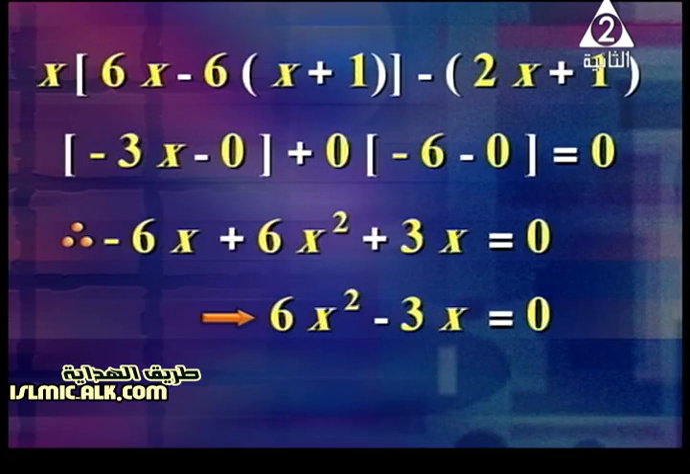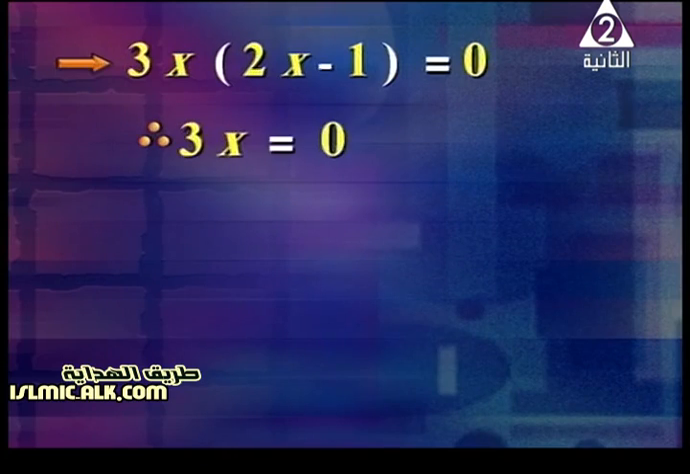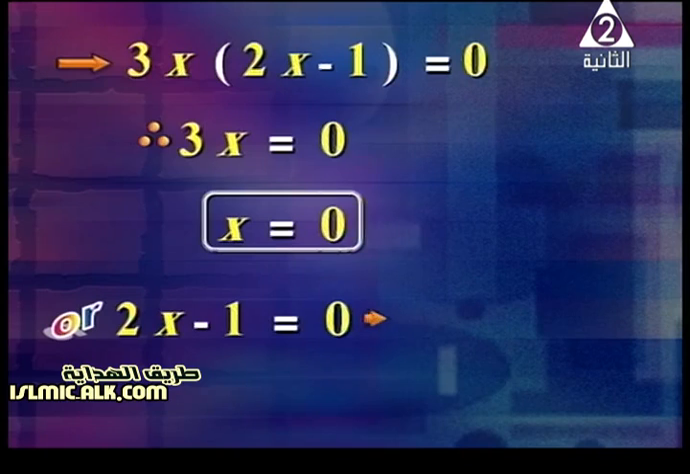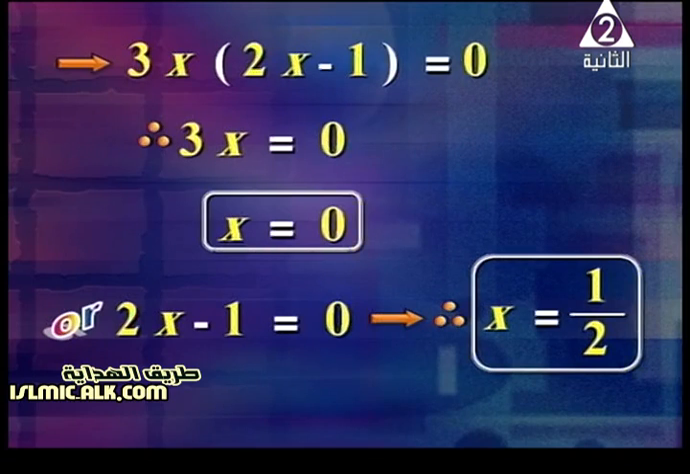Taking the highest common factor 3x, we get 3x multiplied by the bracket 2x minus 1 equals 0. In this, x equals 0 and x equals what? x equals 0 and x equals 1 over 2. Why? Because 2x equals 1, or 2x minus 1 equals 0. The value of x in this case is x equals 0 and x equals 1 over 2. Solve. What do you mean by solve? Find the value of x.